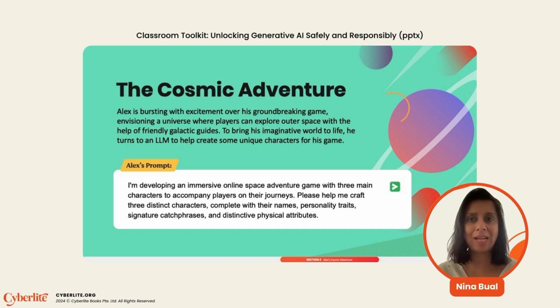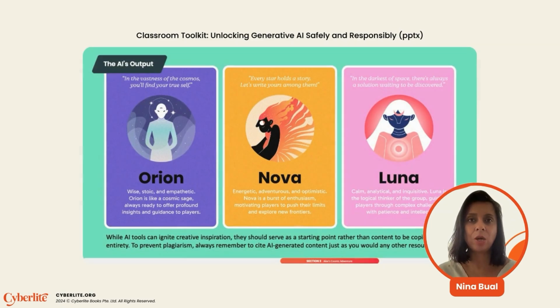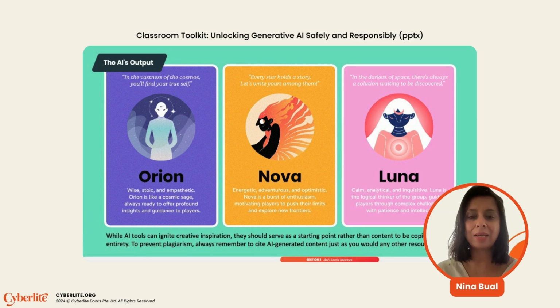He already has an idea and he wants to bring it to life. So let's have a look at Alex's prompt and where he starts with the idea generation. I'm developing an immersive online space adventure game with 3 main characters to accompany players on their journey. Please help me craft 3 distinct characters, complete with name, personal traits, signature catchphrases, and distinctive physical attributes. What we can see from what Alex has done is he's really given a lot of information to the prompt, so he gets exactly what he wants from it.